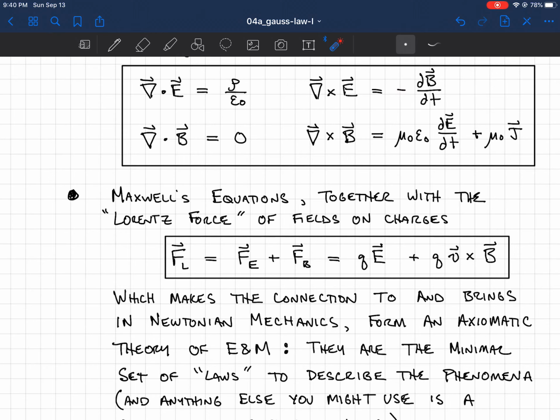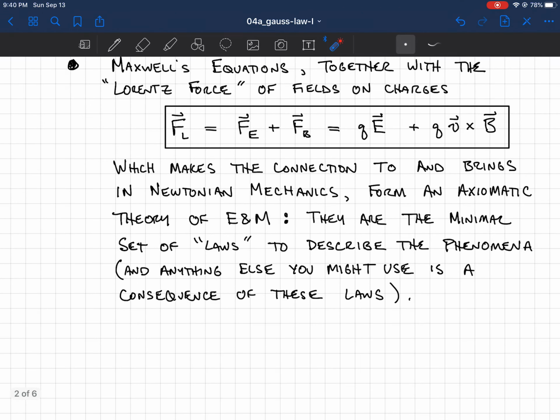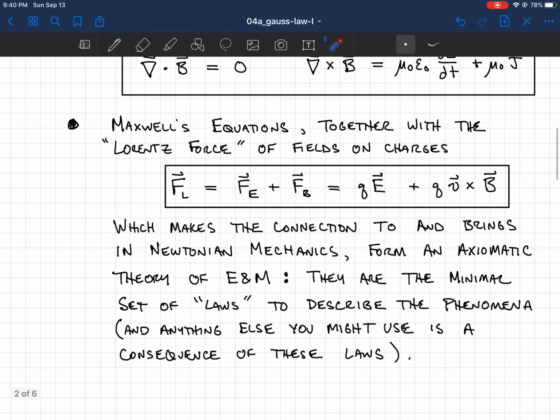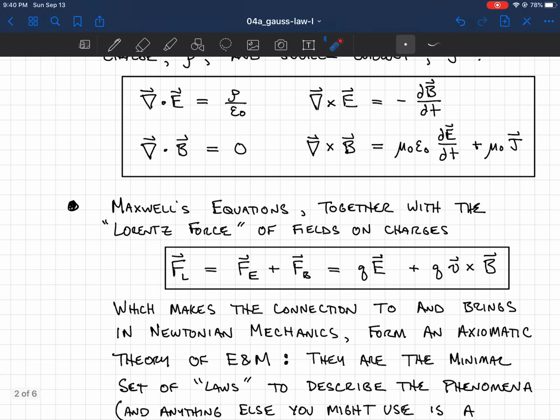Together with Maxwell's equations, there's a force law, and we've already encountered part of it. Together, the two forces, the force of an electric field and the force of a magnetic field on a charged particle, are called the Lorentz force. And we've already seen qE as the electric force. We'll come to this later when we talk about magnetic fields. So this set of five equations is really all that you need to know about electromagnetism.